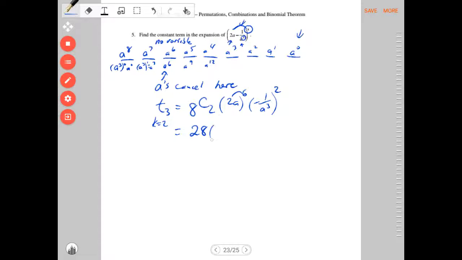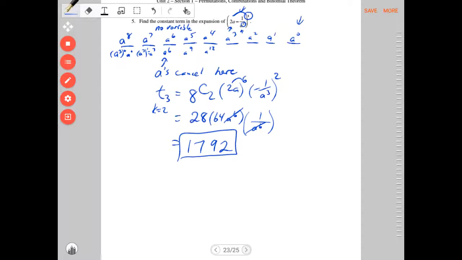2 to the 6th is 64, so that's 64a to the 6th. Negative 1 squared is just 1. And then a cubed squared is a to the 6th on the bottom. So the a to the 6th is canceled. That's why this is the constant term. And then 28 times 64 times 1. Well, you don't have to times 1, but whatever. It is 1792. So that is the constant term of this expansion. There's no variables in it, so that's it.